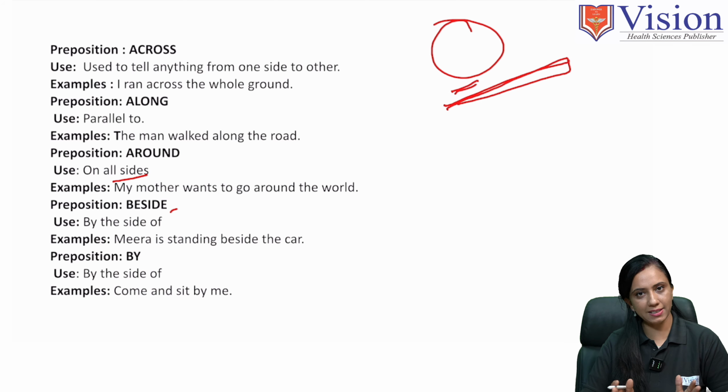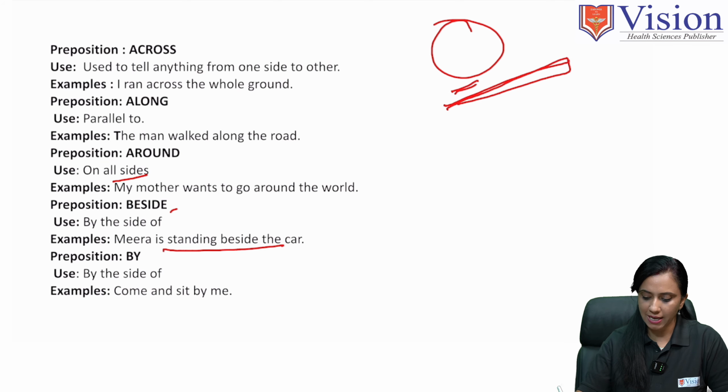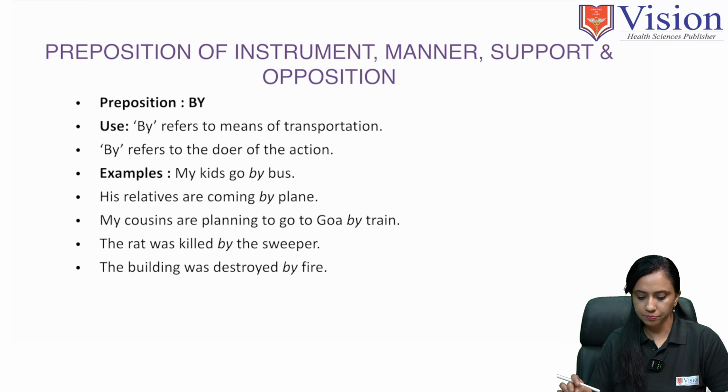Beside means by the side of. Meera is standing beside the car. There is a car and Meera is standing over here beside the car. Then by means by the side of. That means when you are saying, for example, come and sit by me, that means by my side.